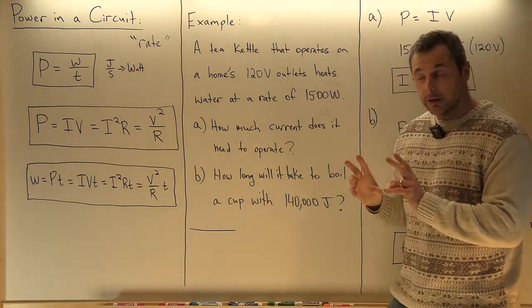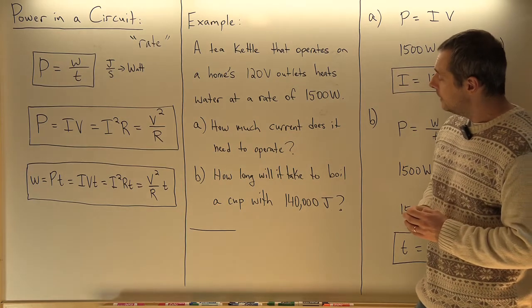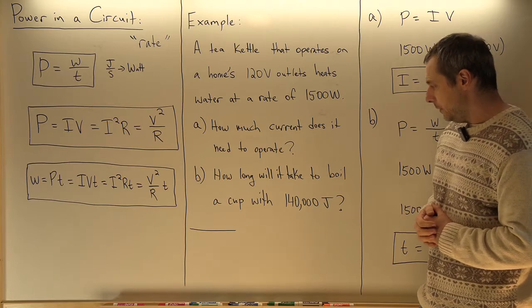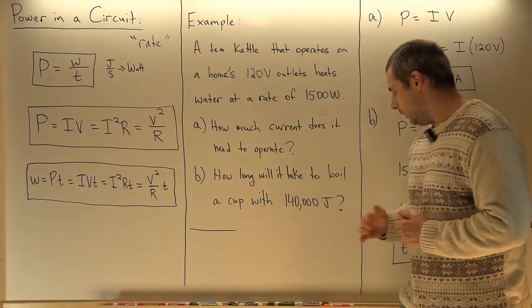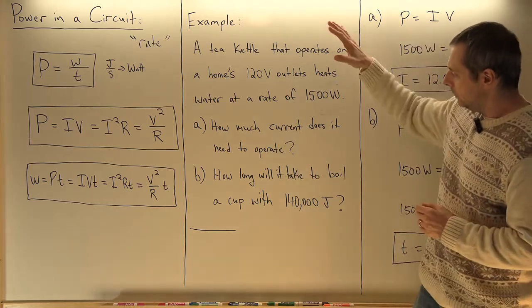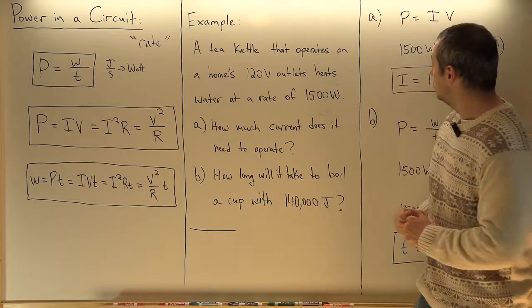So what are we asked to calculate? Part A, how much current does it need to operate? And part B, how long will it take to boil a cup of water with 140,000 joules? So let me create a pause to allow you to copy this down. All right, so let's move on.